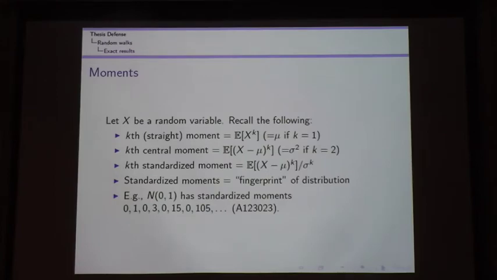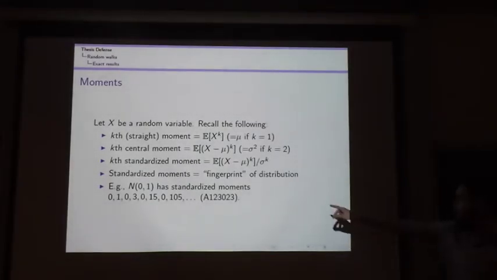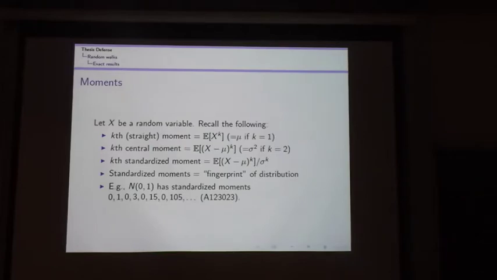And then there's the kth standardized moment, where I take the kth central moment and standardize it by dividing by the standard deviation to the kth power. Now, if you look at the sequence of standardized moments for different values of k, you can think of it like a fingerprint for your distribution. So like the standard normal, well, actually any normal distribution, if you look at its standardized moment sequence, you're going to get this sequence over here. It alternates between zeros and the odd factorials.